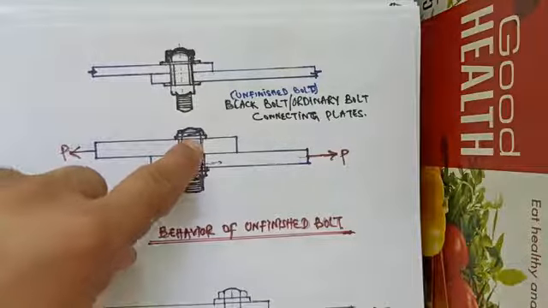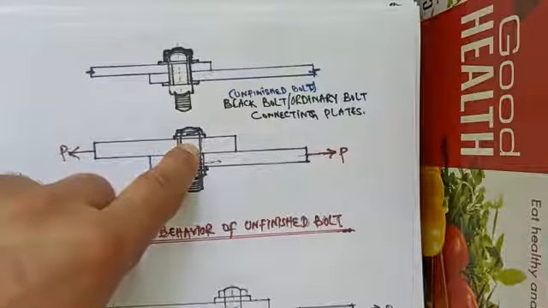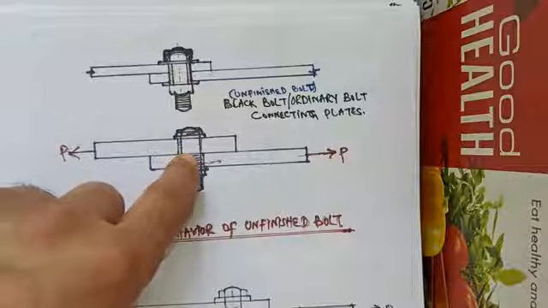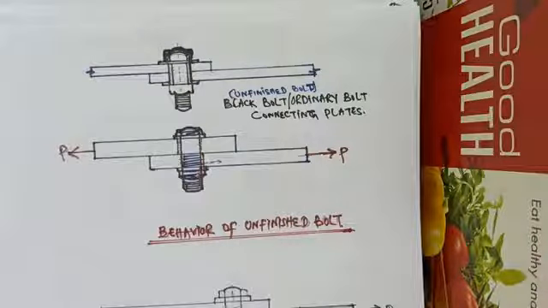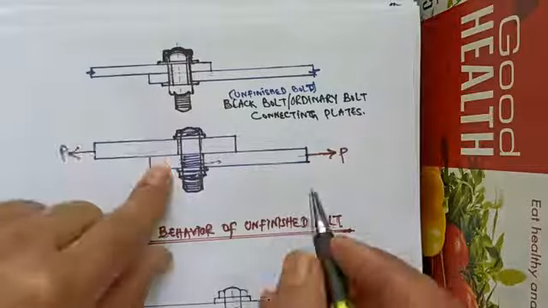The shank of the bolt bears against the edge of the plate, resulting in high local stresses and consequent local yielding of the material. Hence, such a bolt is not desirable if the value of the load is very high.